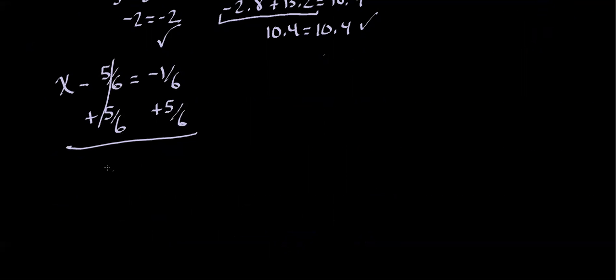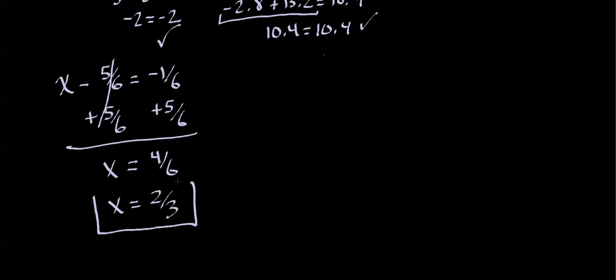This cancels out. Bring my x straight down. Negative 1/6 plus 5/6 is 4/6. Negative 1 plus 5 is positive 4. And that can, of course, be reduced down to 2/3. So my final answer, I think, is x equals 2/3. Let's do the check here.